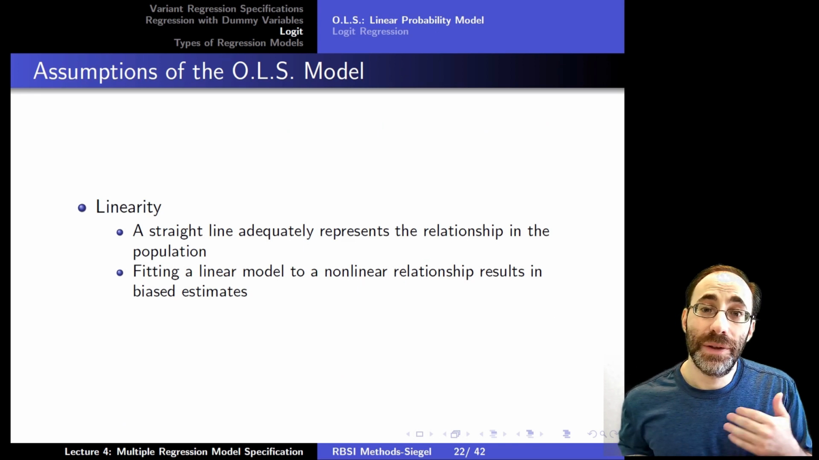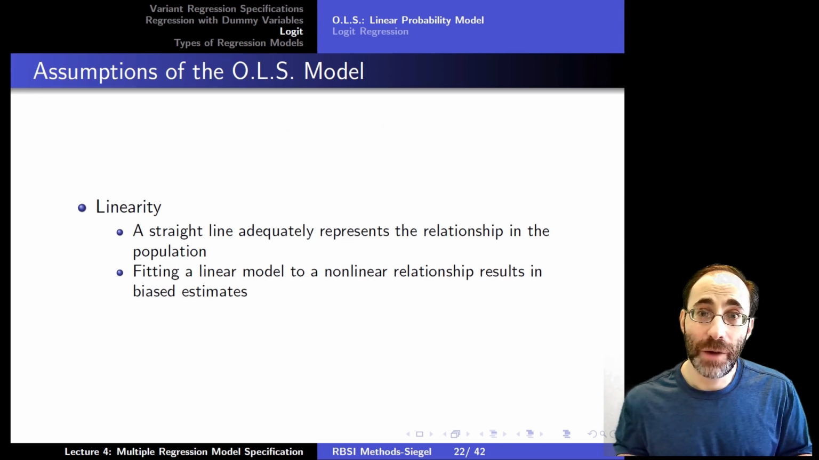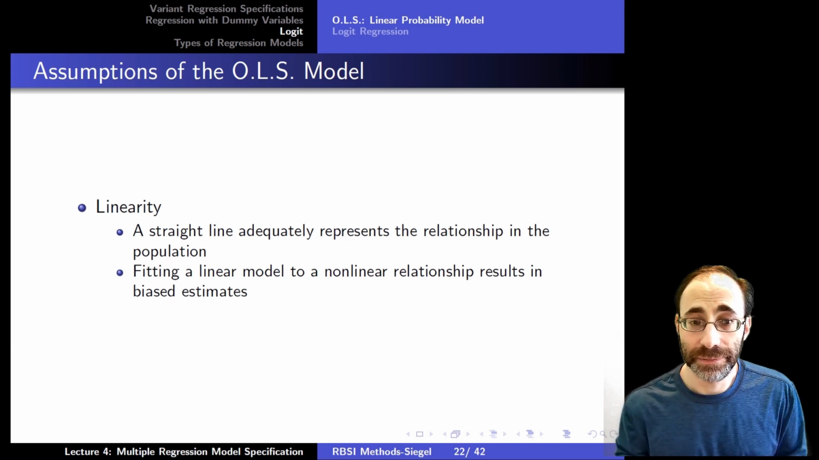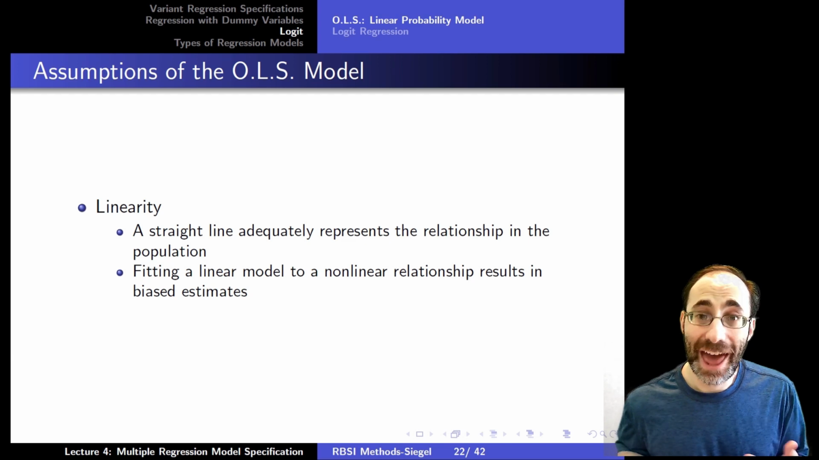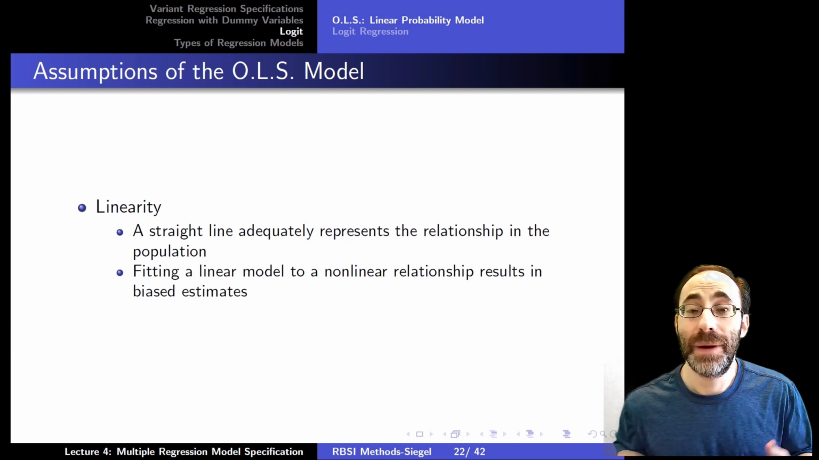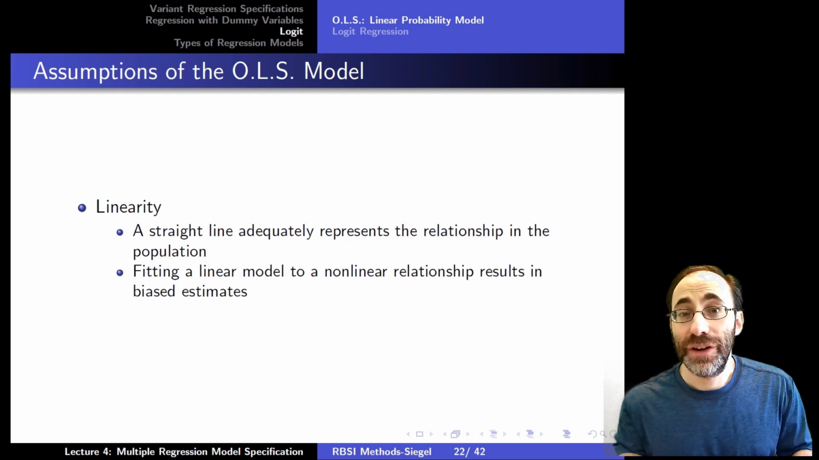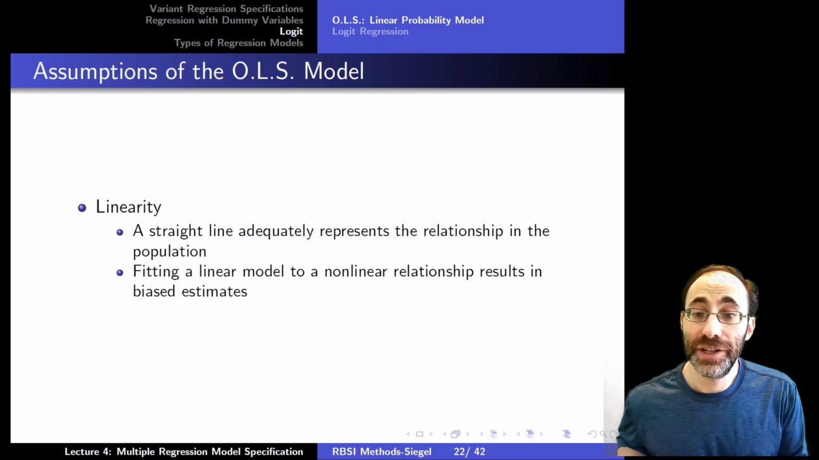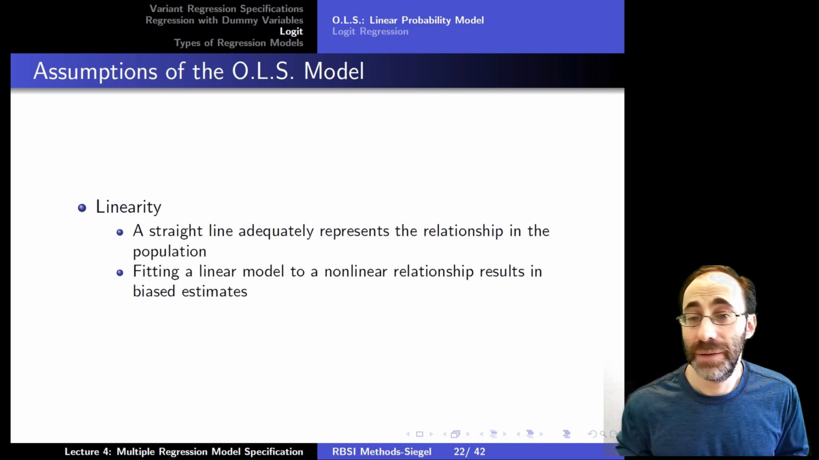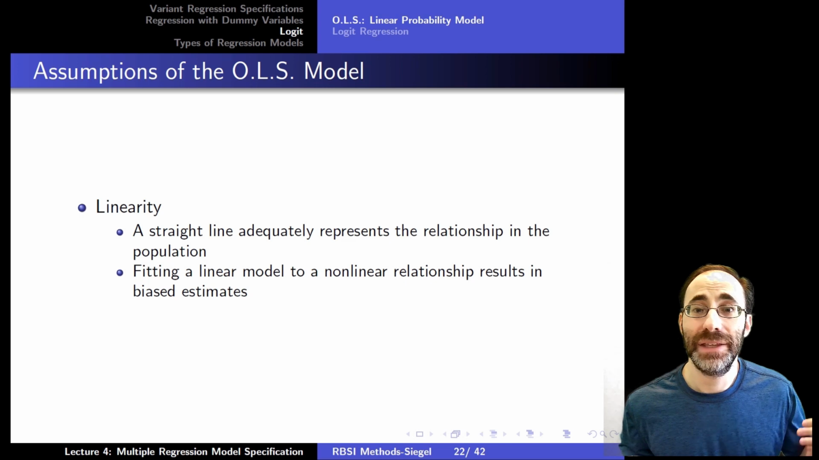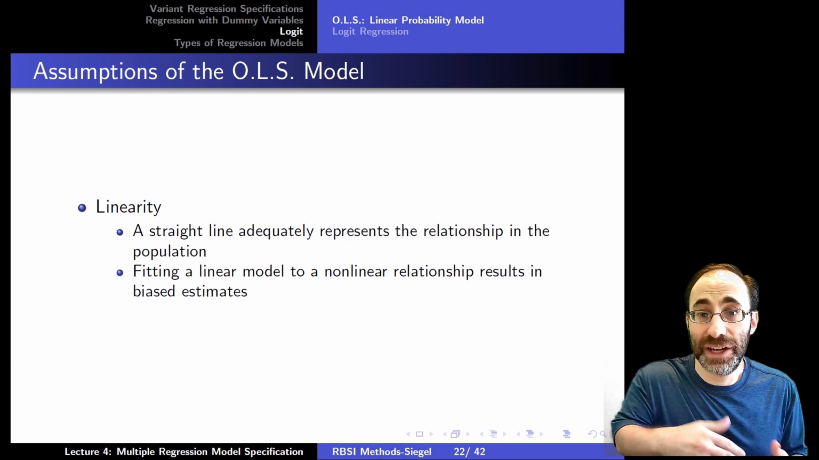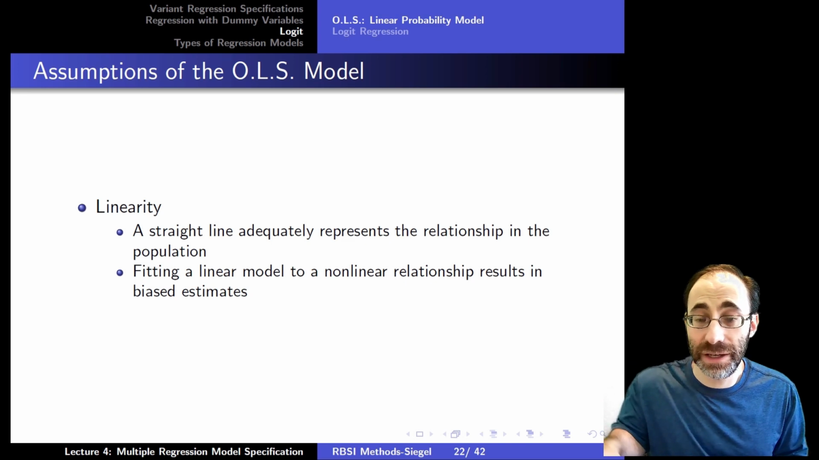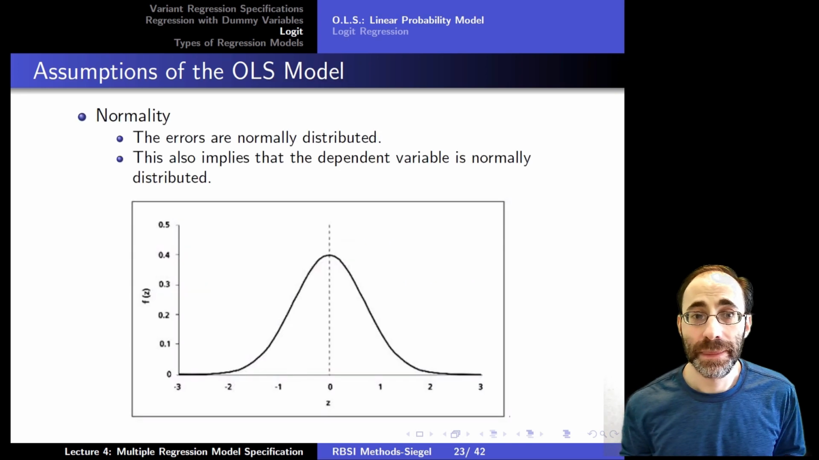Okay, some assumptions on the O.L.S model. First, though, to get a sense of why we have to introduce the logit. One assumption was linearity. We assumed that a straight line adequately represented the relationship in the population. If we try to fit a linear model to a nonlinear relationship, we're going to get biased estimates, and we saw that when we had sleep and grades. We saw that if we tried to just fit a line and then take into account that it was decreasing at the end, we got biased estimates.